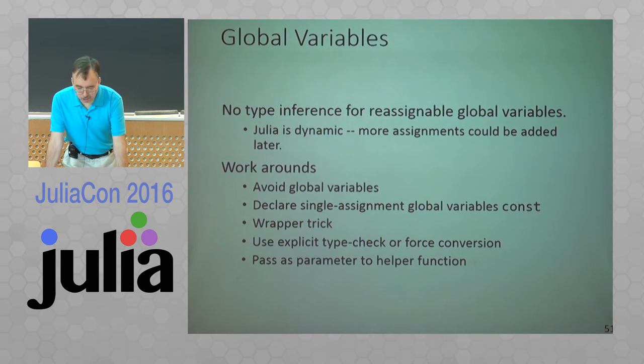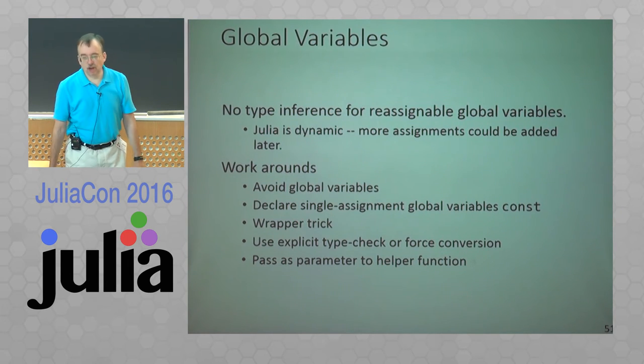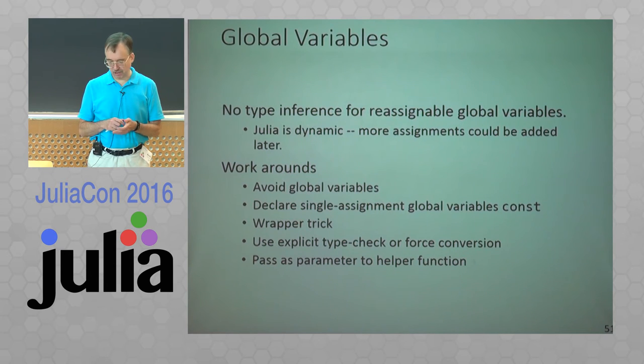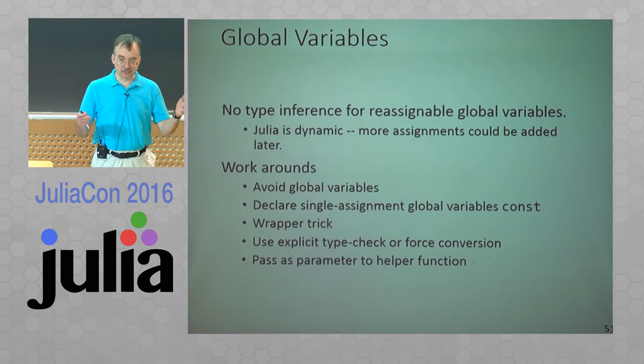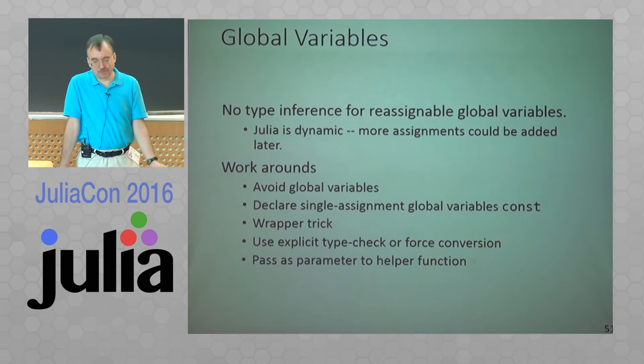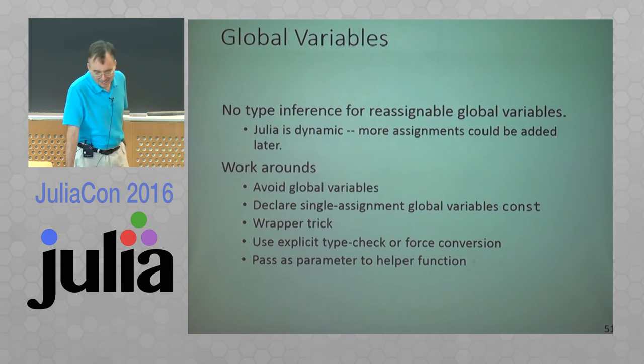All right, global variables. The current situation is, well, it's pretty sad, and there's a GitHub issue on it. There's no type inference for reassignable global variables, because the compiler doesn't know whether they're going to be reassigned later, and it doesn't currently try to generate the code for the current type and maybe re-JIT if the type changes. It's been discussed fixing this, and if you want to contribute a great optimization, go at it.